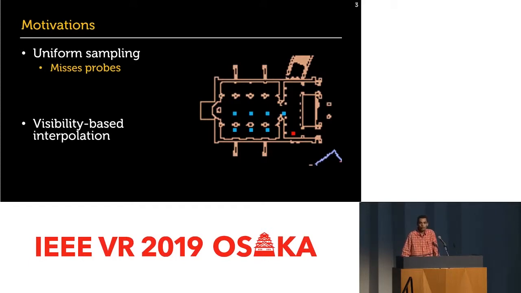Uniform sampling often misses probes in narrow regions. For example, here on the right side, we see a red dot, which indicates a potential player location, and there are no probes available at this point. We must increase the sampling density to sample such narrow regions. However, this is not practical due to the memory and computation requirements.